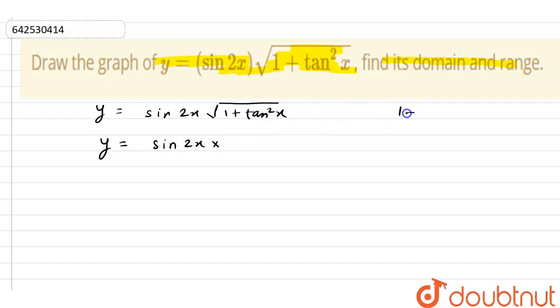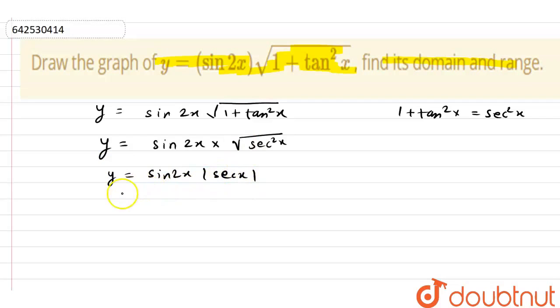So I can say the value of y here is sin 2x into, now what is the value of 1 plus tan square x? That is sec square x. Now the value of sec square x is under root. If you remove the root, then you have to put mod. This is a very important step in this question. You have to put mod.